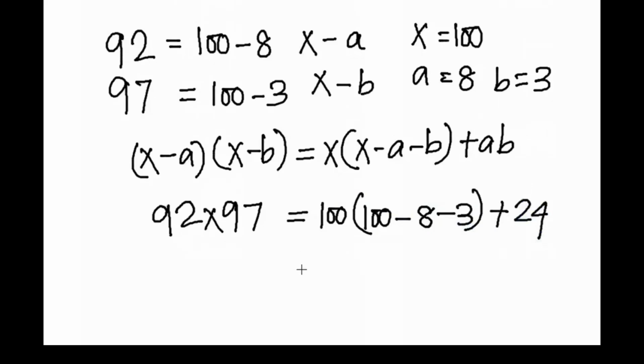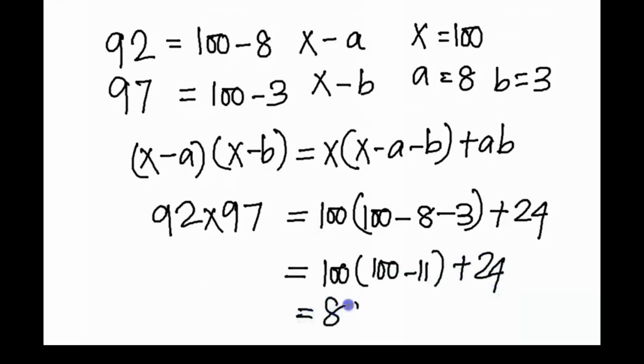So here, if you remember the technique that we do, we will map that later. First let's solve this. So this gives me 100 into 111 plus 24. So this gives me 11,100 plus 24 which is 11,124. So this is how the whole formula works.